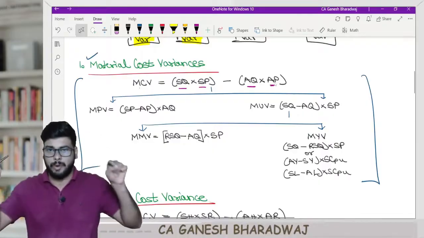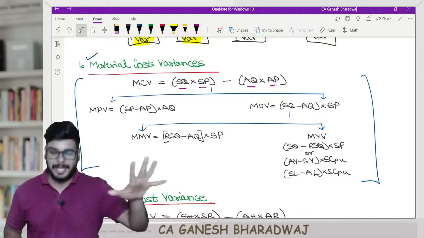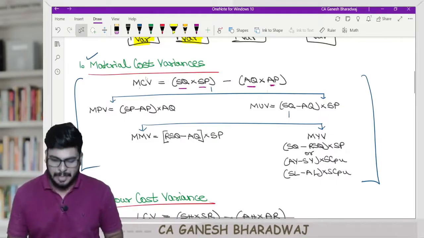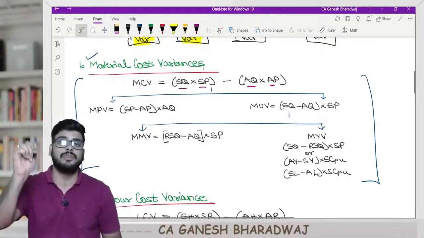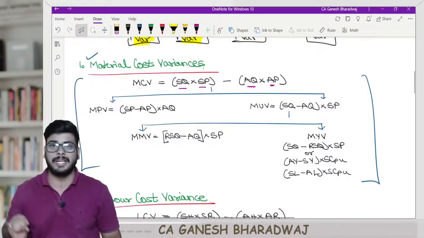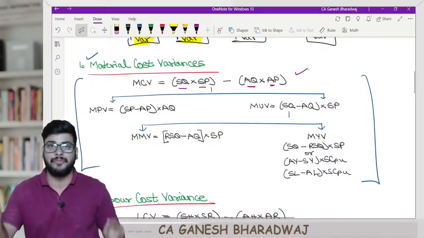Now, this is broadly classified into 2: price and usage variance. Now, material cost variance, if I just publish this figure, it is not enough. Immediately, what will the managing director ask? Who is responsible for this variance?